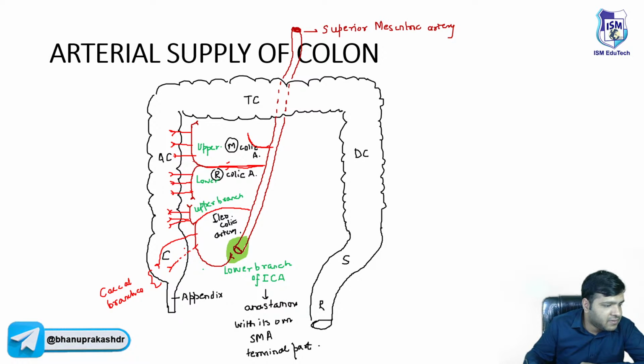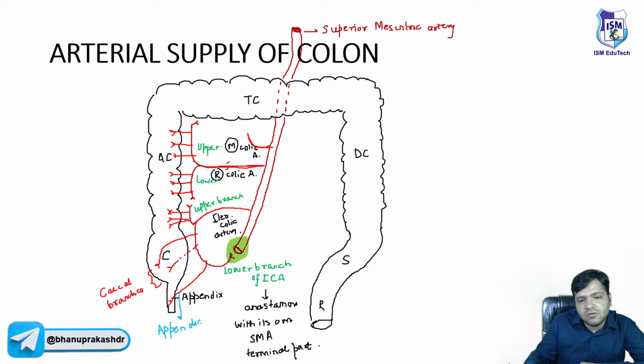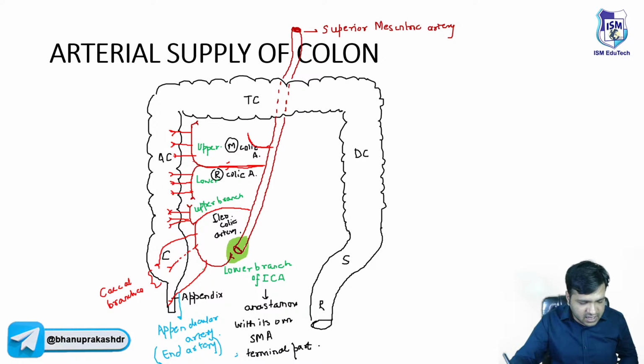The ileocolic artery lower branch will also supply the appendix, and this is called the appendicular artery. Remember, beta, the appendicular artery is an end artery. End means it is not anastomosing with anyone. End means it does not anastomose with anyone, right? Now beta, I hope this is clear to each one of you.